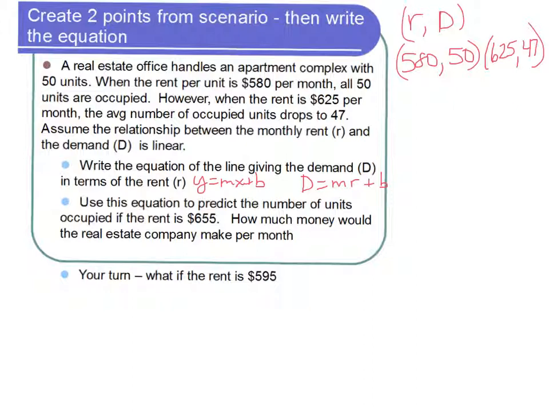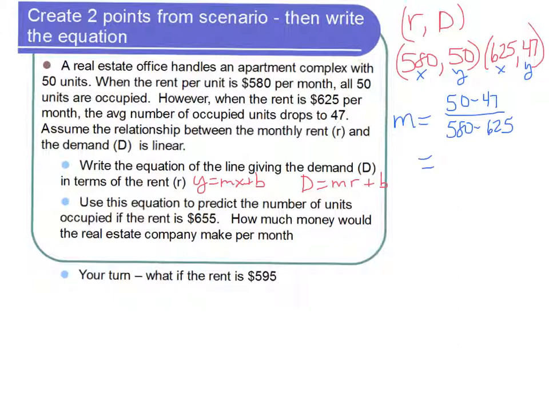Now, what I have here are two x and y's. I got an xy, xy. I don't have a slope, and I need that, and I also don't have my y-intercept. But I think I can find slope. Let's use our slope formula, and let's do y minus y over x minus x. So I'm going to do 50 minus 47, y minus y, over x minus x.